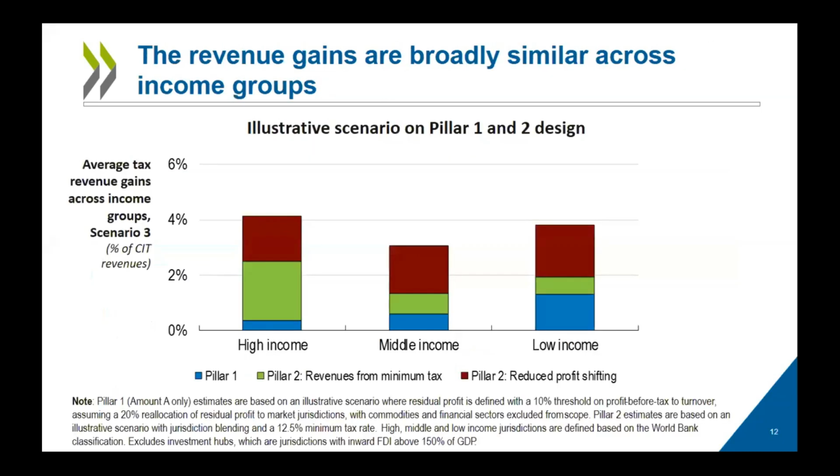Now, we see here some illustrative scenarios of what the combined effect of Pillar 1 and Pillar 2 might have across high, middle and low income countries. And you can see there that obviously Pillar 1 is playing a more significant role for low income countries, and then middle income and then high income. Pillar 2, which has assumed that the income inclusion rule would be applied before the undertax payments rule in a sequencing scenario, but that continues to be the subject of discussion among members of the inclusive framework.